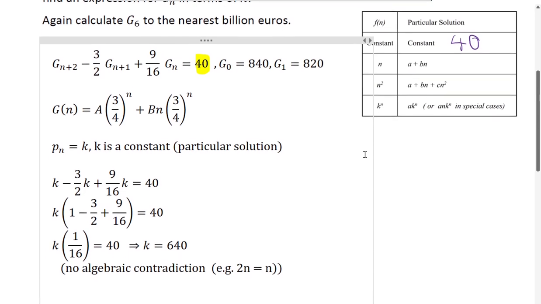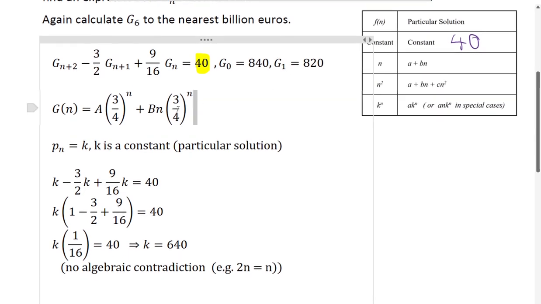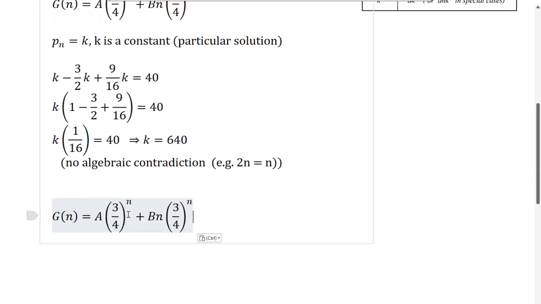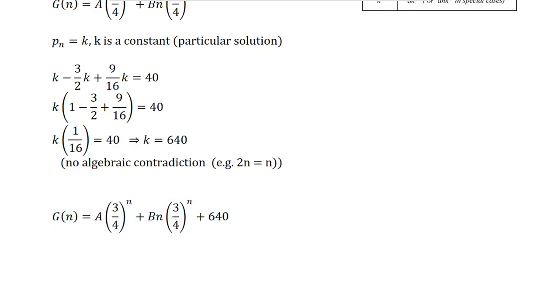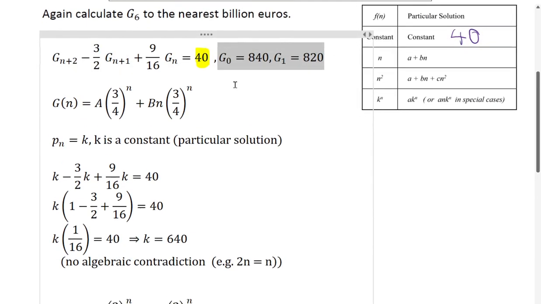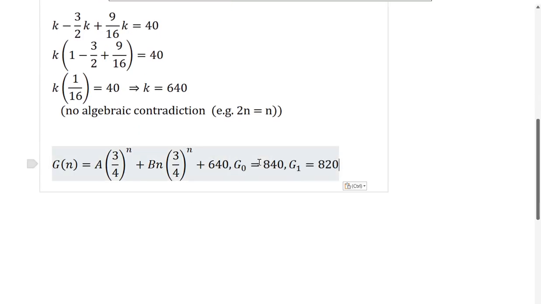So what we write down now is the function part that we worked out in the homogeneous version, plus 640, which is our inhomogeneous solution. So it's just a particular solution plus the homogeneous solution that is our new answer, and from here we get to work out what A and B are. And just to remind us, G0 is that and G1 is that, so I'll just put that there.